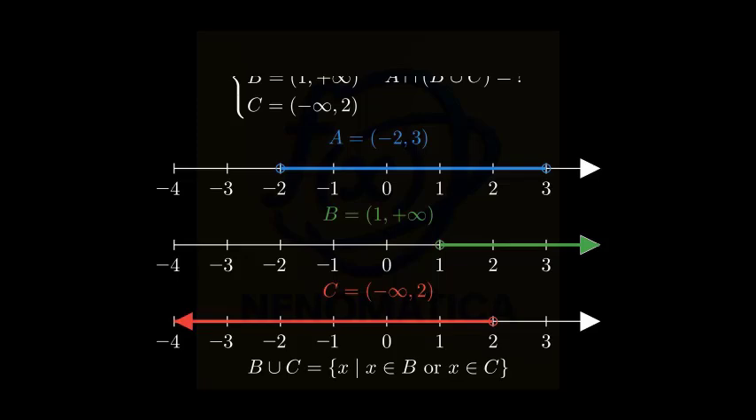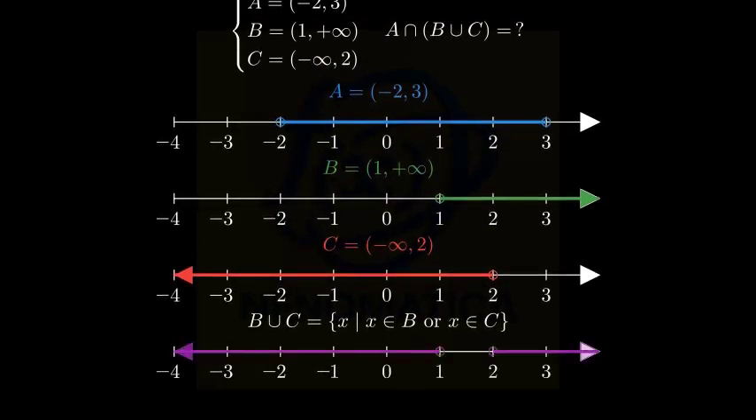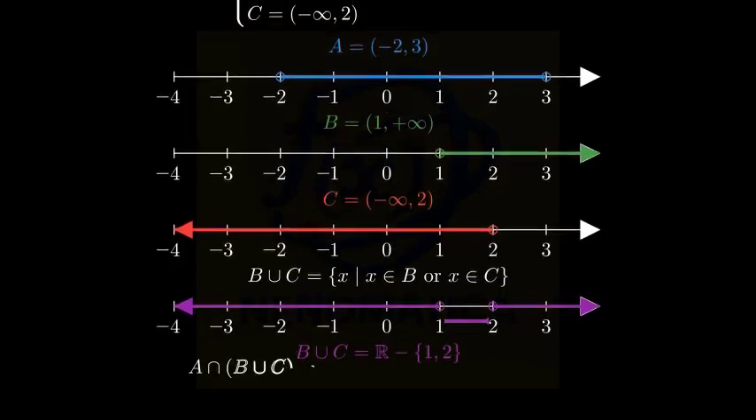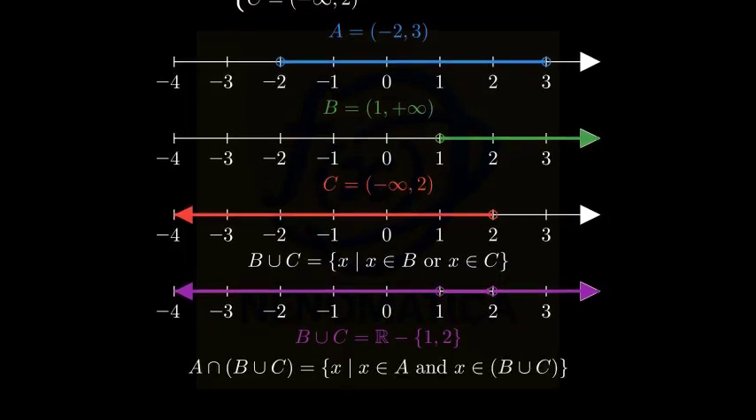We can write this as B union C equals R minus the set containing 1 and 2, where R represents the set of all real numbers. Now we need to find the intersection of set A with B union C. The intersection of two sets contains all elements that belong to both sets. So we need to find the elements that are in both A and B union C.